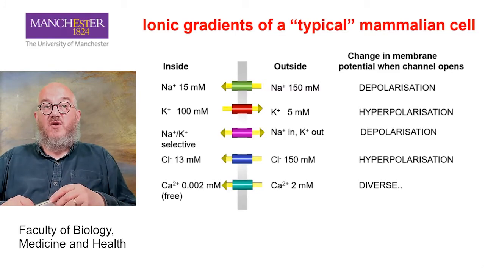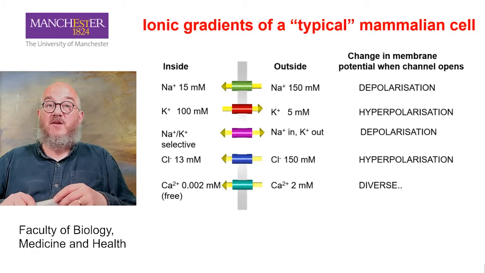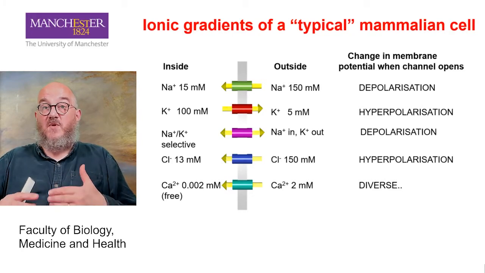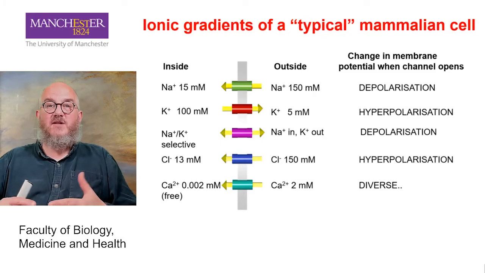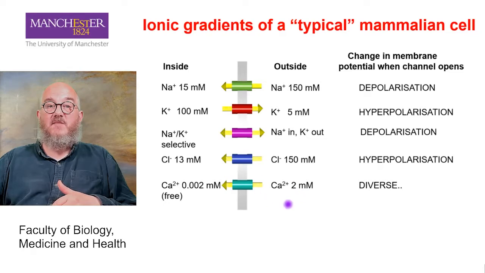on this slide I've shown you the ionic gradients of a typical mammalian cell. Now I put the inverted commas there because mammalian cells actually differ quite a lot in the various ion gradients that they have. But these values are taken from the neuroscience textbook Bear et al. So they're kind of standard values. So our basic situation is we have high sodium outside, low potassium outside, quite high chloride outside, and quite high calcium outside compared with what's inside the cell. The cell has also got a negative charge on the inside.